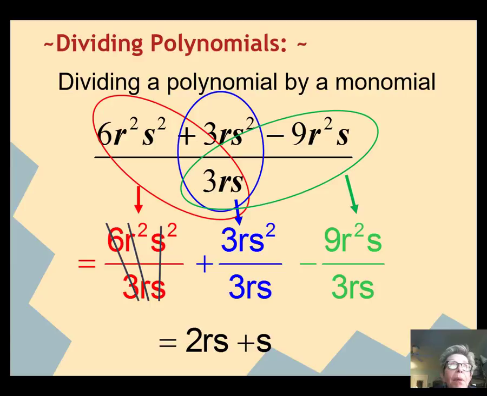In the last step, don't forget to bring down the negative, because it's minus. The 3 goes into the 9 3 times. R goes into r squared r times, and the s's cancel.